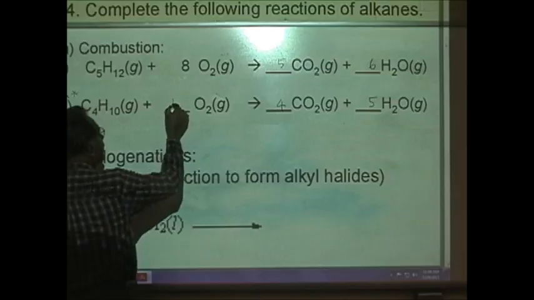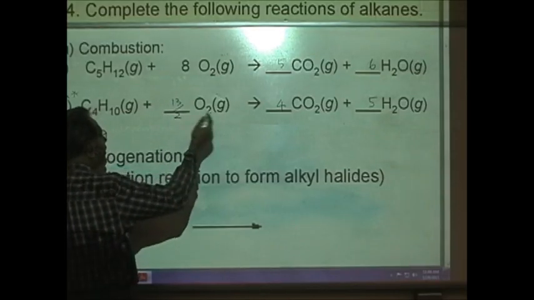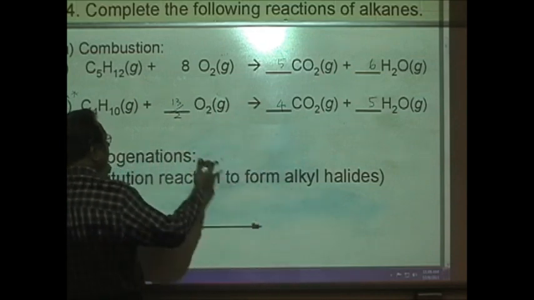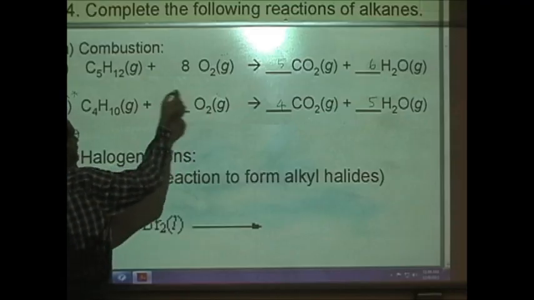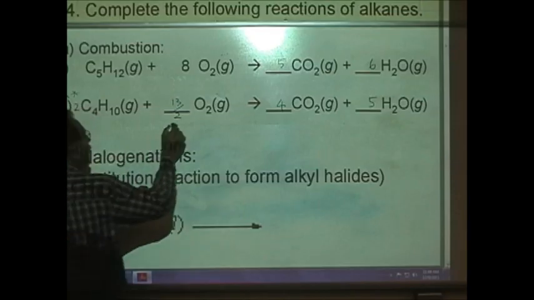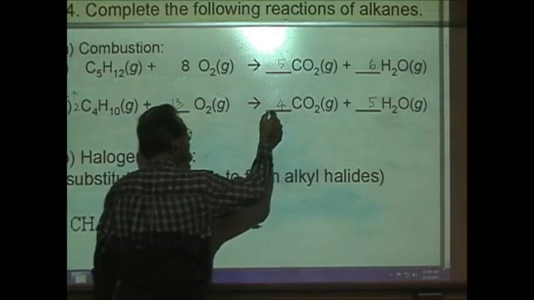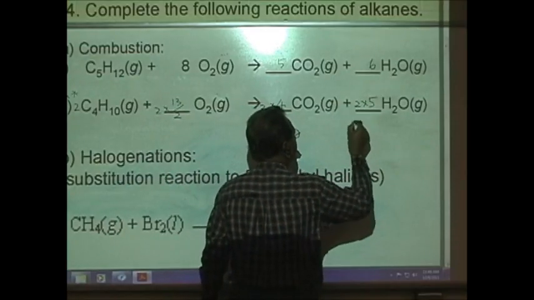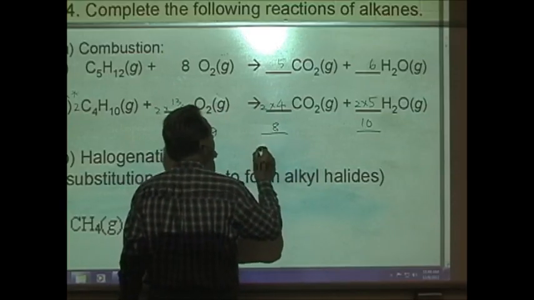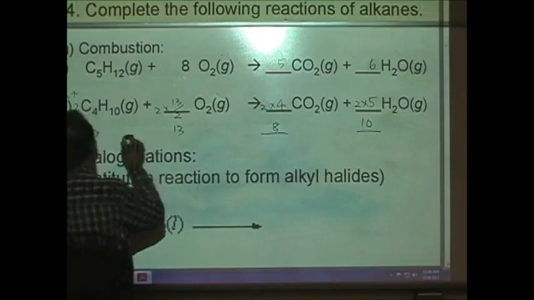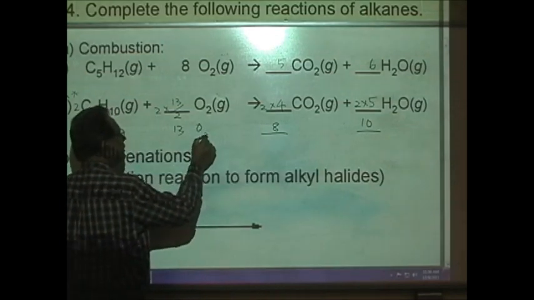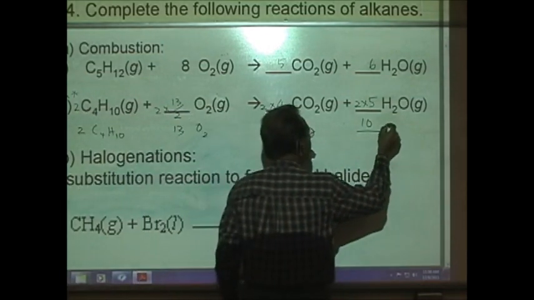Because of the 2, when this oxygen number is odd, you cannot multiply it by a 2 and get the number right here. Now what you have to do, when you have this fractional problem, is multiply this by 2, this by 2, and this by 2. Then you get 10, that's the final answer, 8, right? And this is going to be 13. This is going to be C4H10, oxygen, CO2. All right.